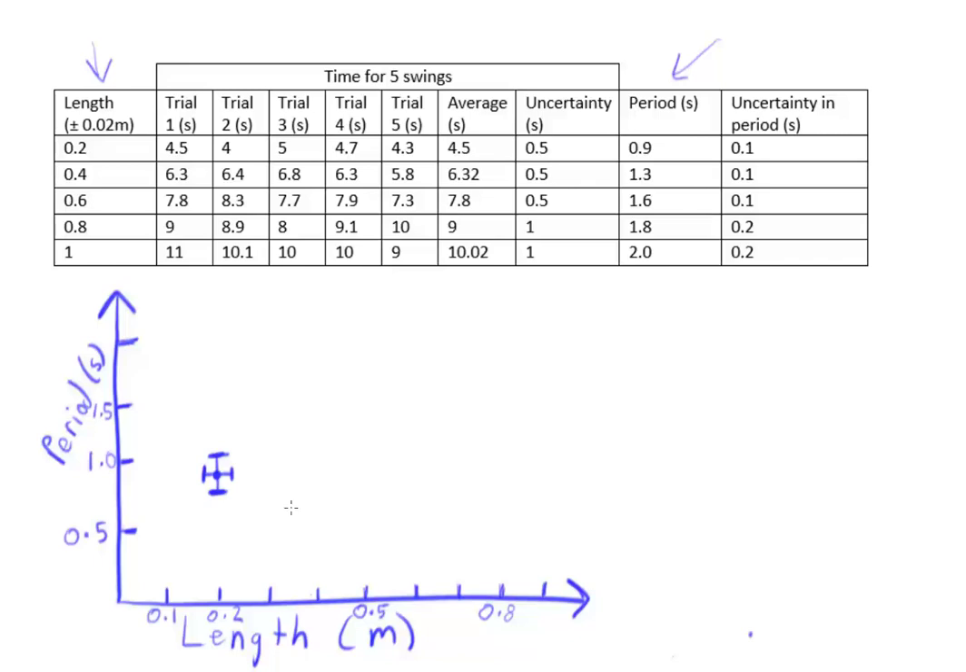So if we plot the next point, let's have a go. The length is 0.4, and the period is 1.3 seconds. So the point would be approximately there. And once again, we add our error bars for the uncertainty. We could do this with all of the data points shown. Now that you've watched this video, you should know how to plot data with error bars.